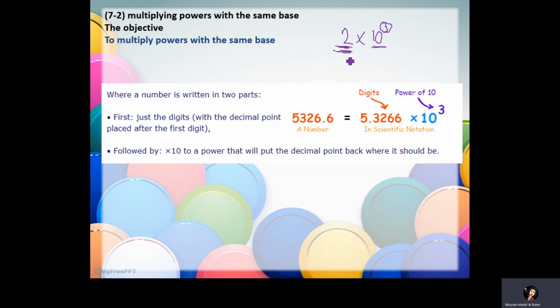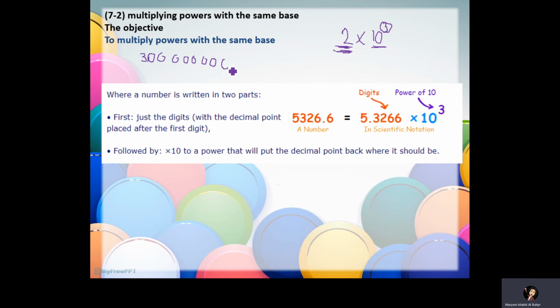This is useful for the big numbers and for the small numbers. Let me give you an example. Sometimes it is very difficult to read, for example, 300 million. I would like to write for you, for example, 300 million, okay?